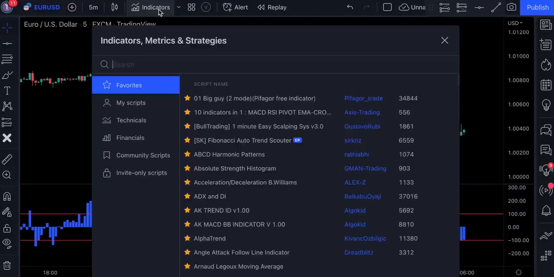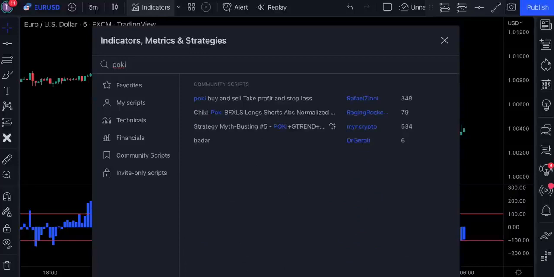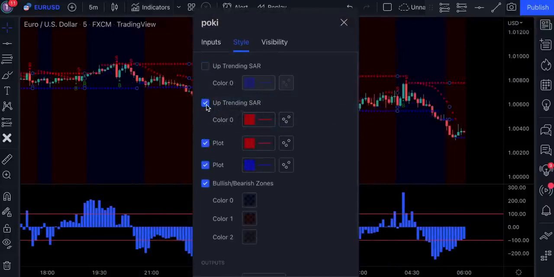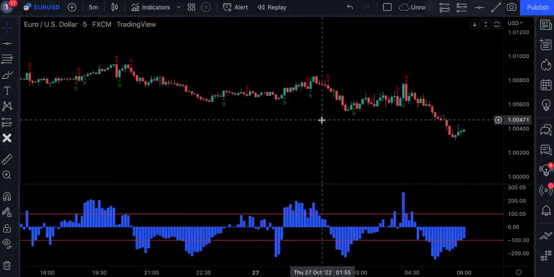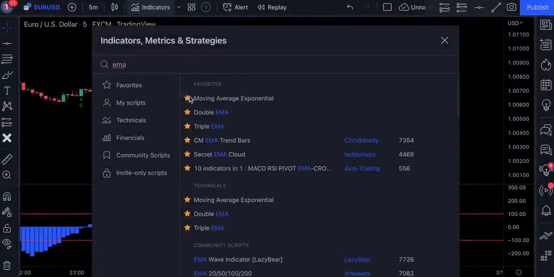Okay, now let's add the second indicator to the chart. This tool is called Pokey Buy and Sell by Raphael Zioni. In the star section, let's uncheck every single option. This is going to be the main confirmation indicator in the strategy. And finally, we're going to need to add 2 more indicators to the chart. Those are going to be the exponential moving average and the super trend.